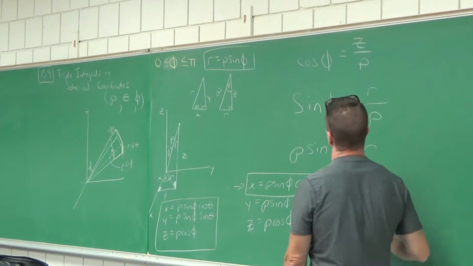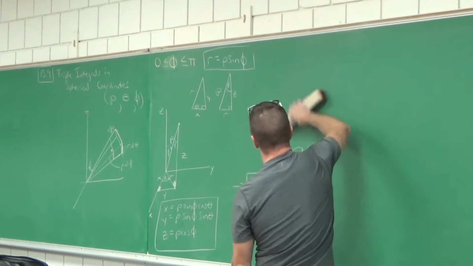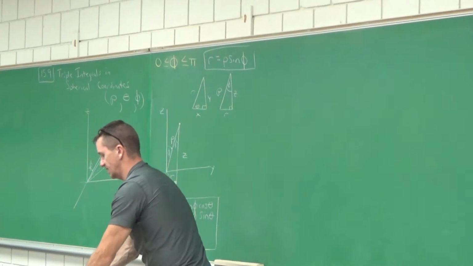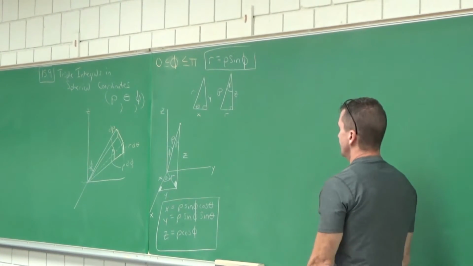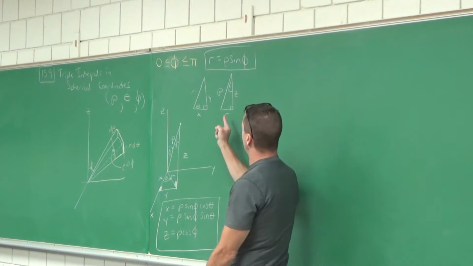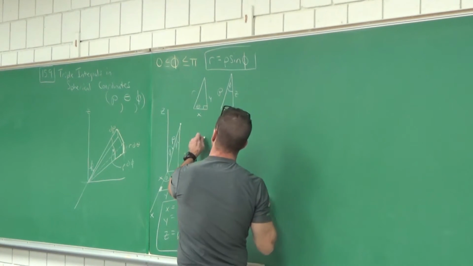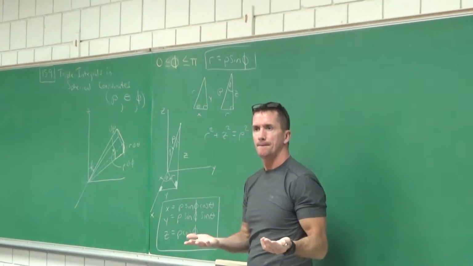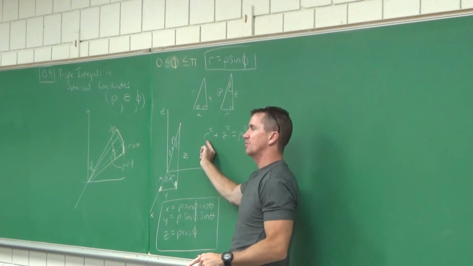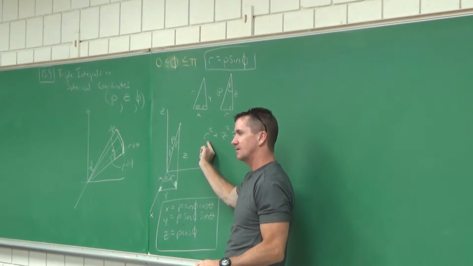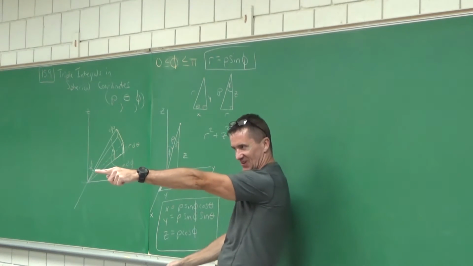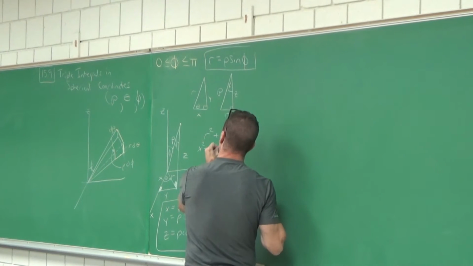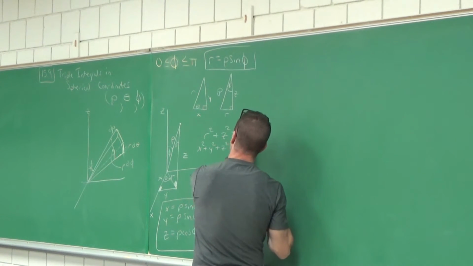We should add one more then. We should definitely add one more. Write them right there. Put that down so we can see it. Pythagorean theorem: r squared plus z squared equals rho squared. Everyone agree? What was r squared back in polar? x squared plus y squared. So guess what we got now? x squared plus y squared plus z squared is equal to rho squared.